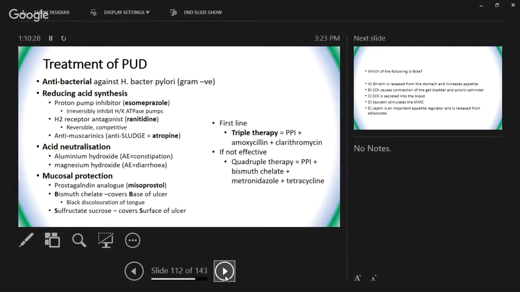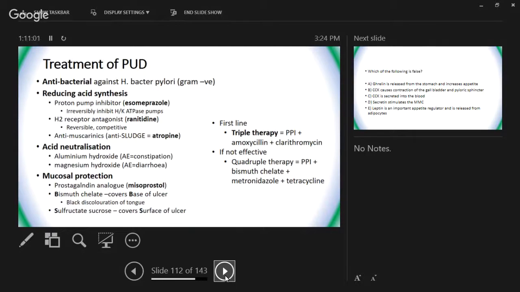Treatment, that's a pretty dark slide. Bit wordy, okay. Treatment, obviously for H. pylori, you can see that. So triple therapy is listed, might be something to memorise. Keep an eye on the two antibiotics, amoxicillin and clarithromycin. The other ways of approaching it: you can reduce acid synthesis with a proton pump inhibitor.